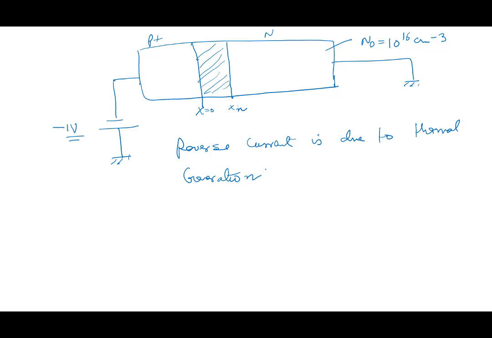For example, this is very easy to see here. Electron hole pairs are generated here. The holes are going to go here, the electrons are going to go here. The field is like this. So it's very easy to see. Any electron hole pair which is generated is separated by the field, and they go in opposite directions and give rise to the reverse current.